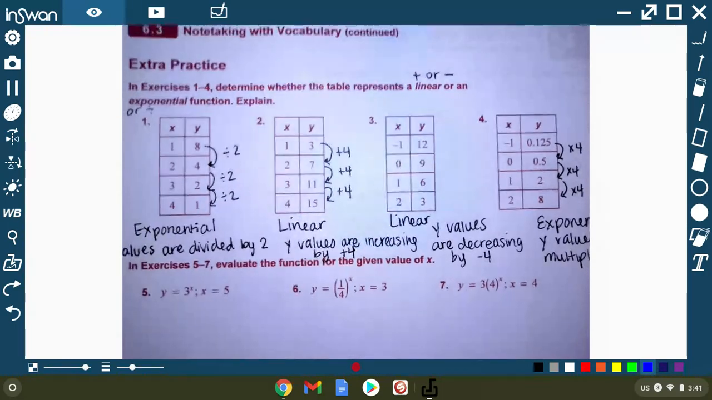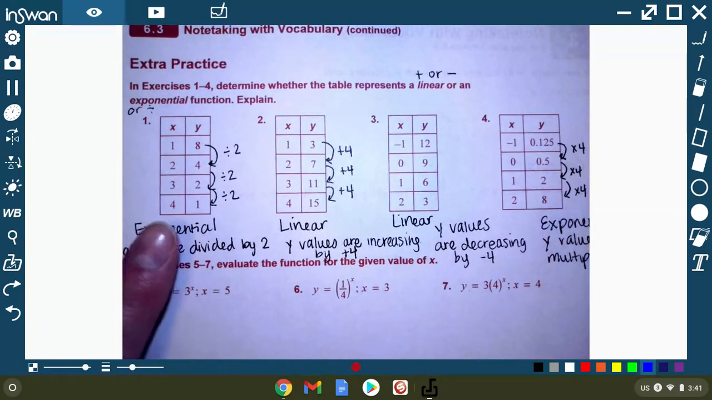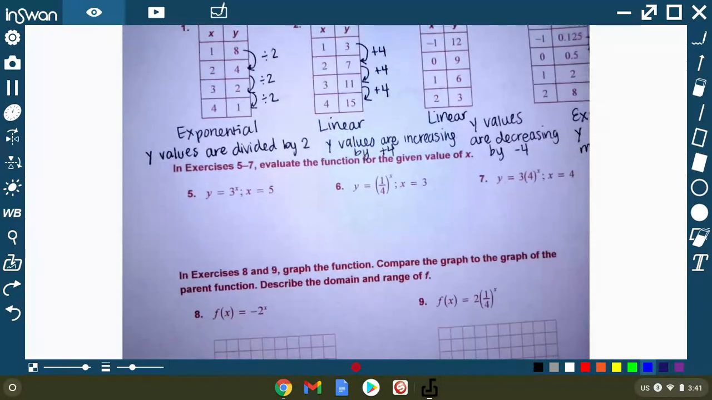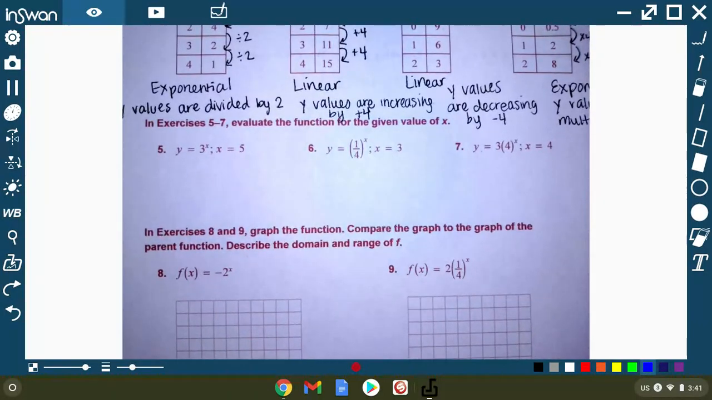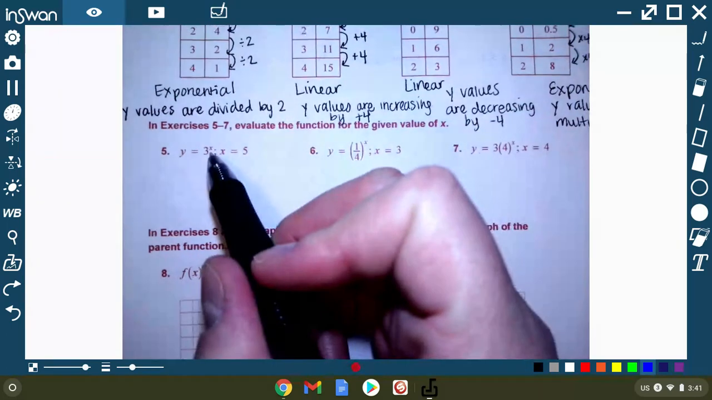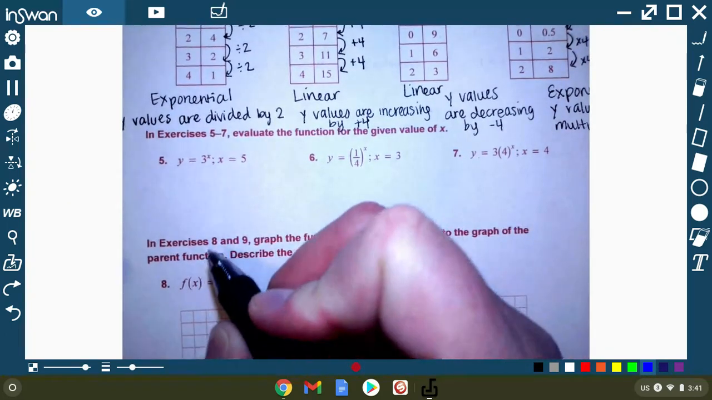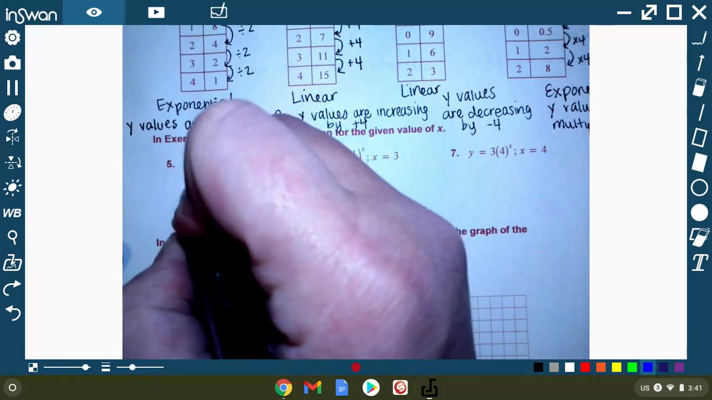So what we did from this table is we were basically given the x value and given the y value. But sometimes you're given the equation and then you need to find what the y value is. And all evaluating is just using your calculator to help you find what value you're looking for. So first one that we have, number 5, is y equals 3 to the x, and then it says x equals 5. So what you're going to do is you're going to substitute or take 5 and plug it in for this x value. So what you're going to have to type in into your calculator is 3.